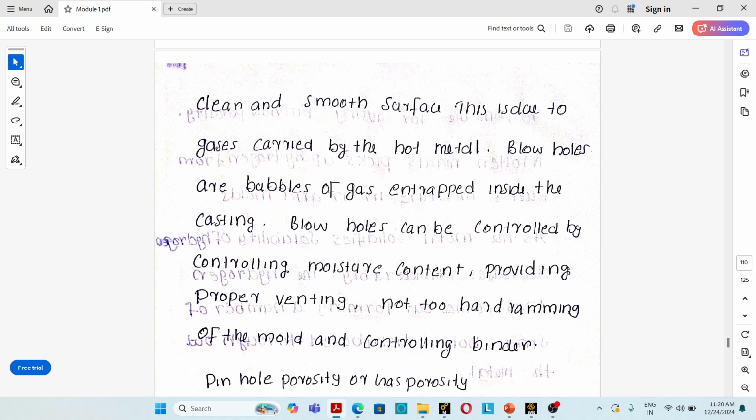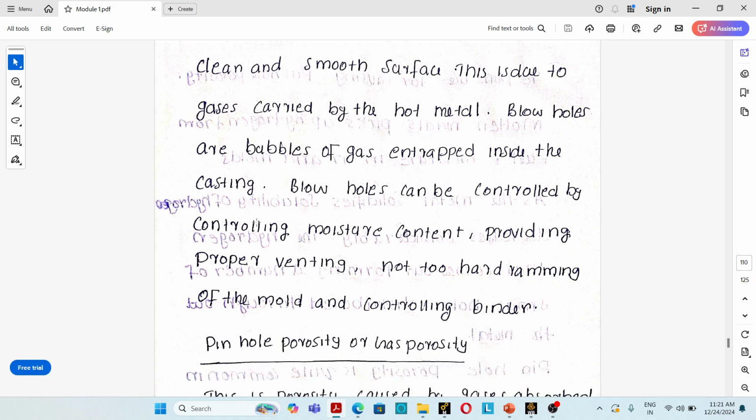Blowholes can be controlled by controlling the moisture content in the sand mixture, providing proper venting, not ramming the mold too hard, and controlling binders. So these are the parameters that can be controlled to reduce blowhole defects.